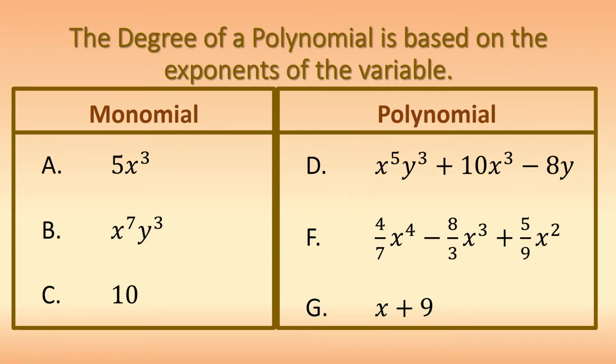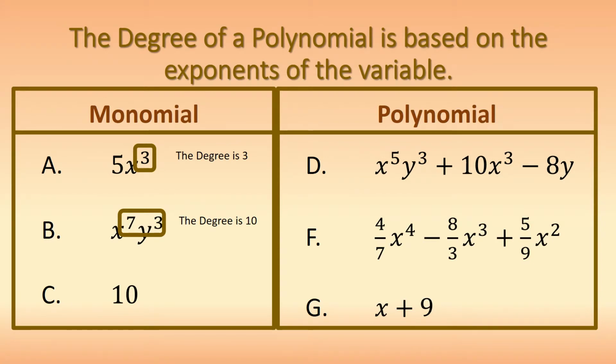Okay, let's look at some monomials. Alright, let's look at the first one, A. Notice what the exponent is. It's 3. So what do I say? The degree of this polynomial is 3. Alright, this one looks a little confusing, but guess what we do? Yeah, we add them together. So the degree of this polynomial is 10.